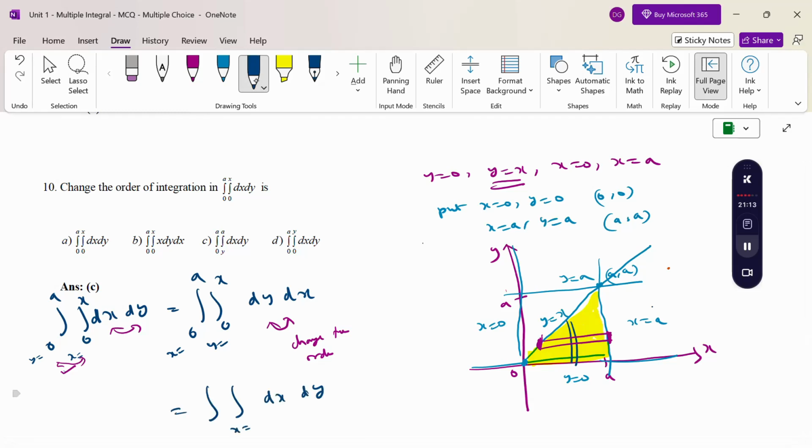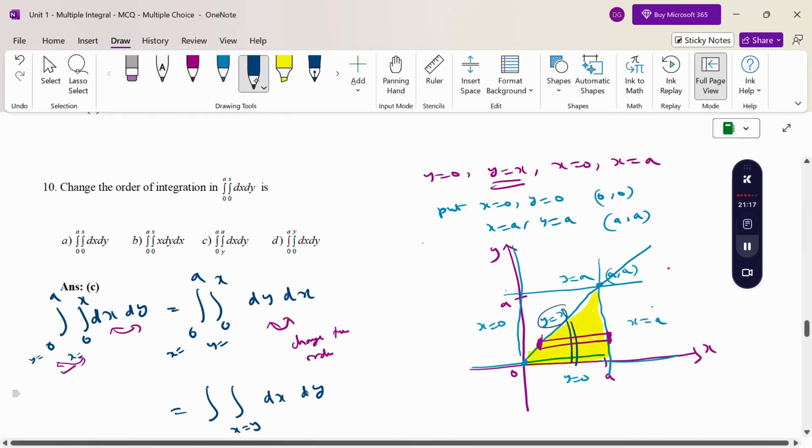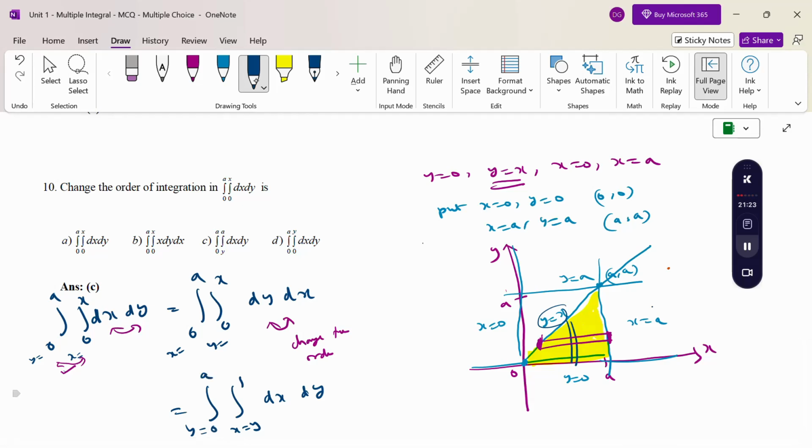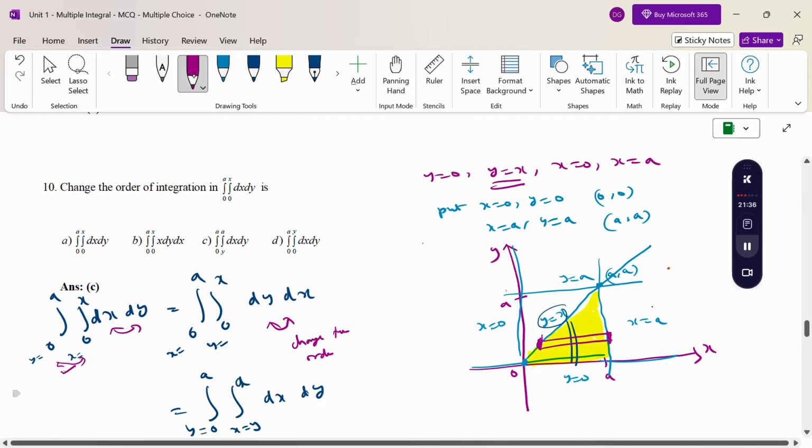Now the minimum starting x value here, x is y to 1, then y is 0 to a. So these are the limits. Now look at the form, y to a, because y to a, this is the limits. So y is 0 to a, option C is correct.